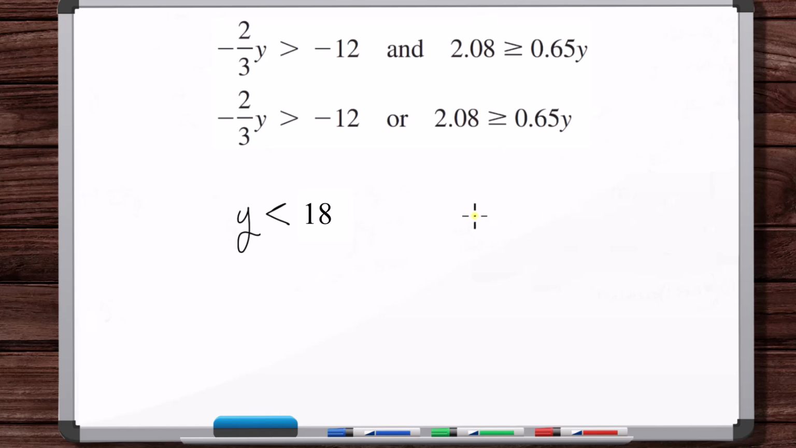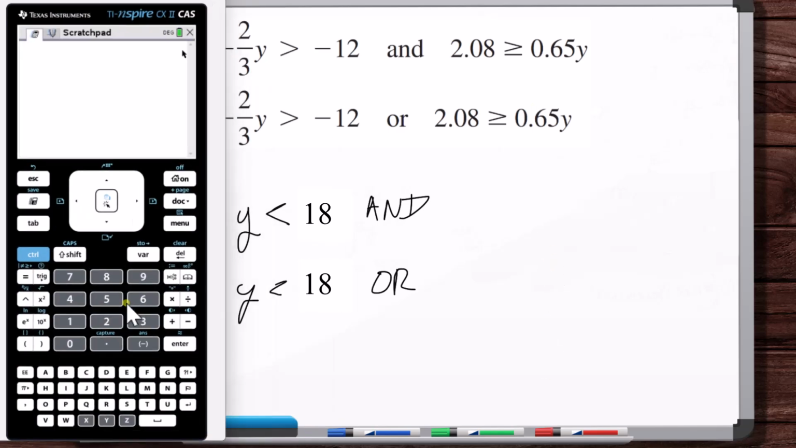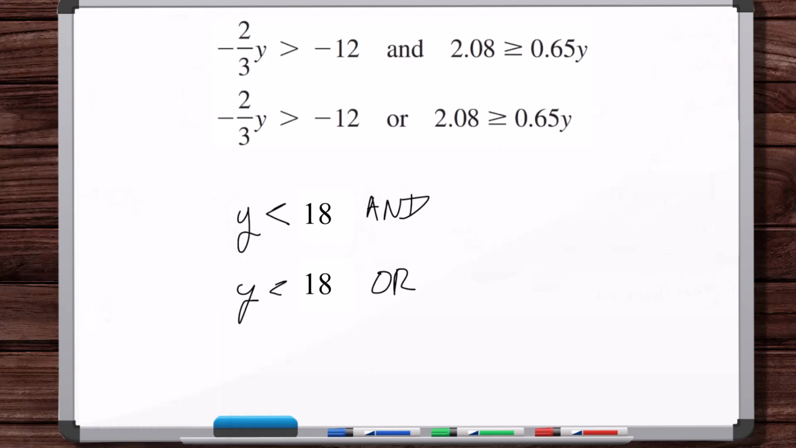And then, we're also going to do an or. Okay, 2.08 divided by 0.65 is 3.2. So y is less than or equal to 3.2. Okay, this is an 8.